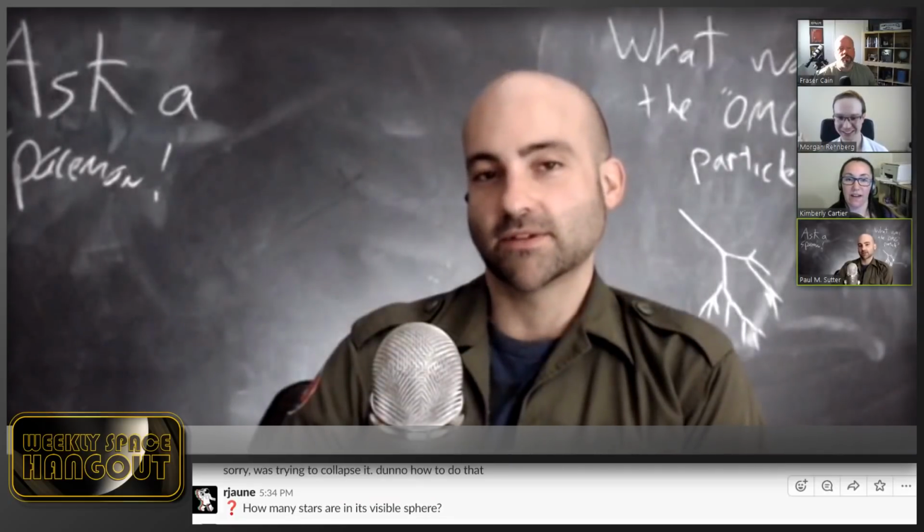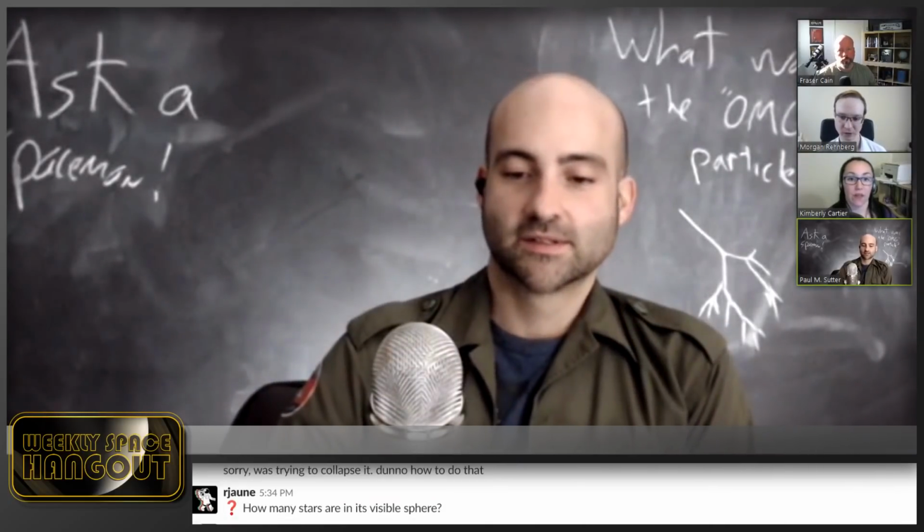So we've got a couple of questions here. Arjun wants to know how many stars are in its visible sphere. Well, all the stars are visible. 85% of all the stars in the sky, plus a few trillion. But how many stars will it be observing? It'll be observing about 200,000 of the brightest nearby stars.